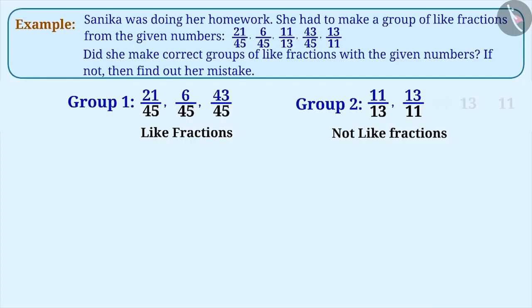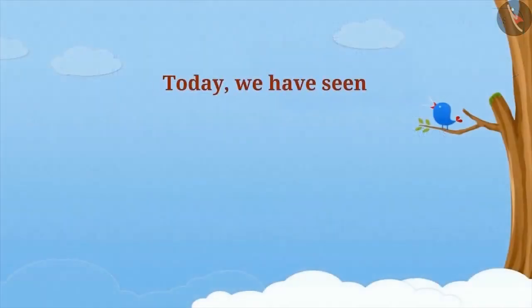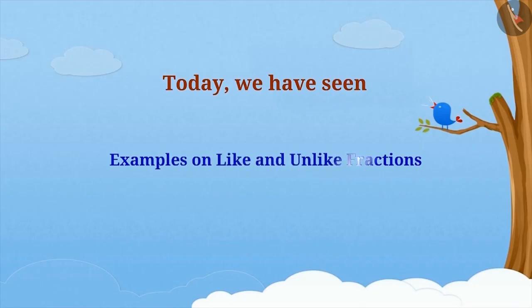If denominators of two or more than two fractions are not equal, they are called unlike fractions. Here, Sanika misunderstood that 11 by 13 and 13 by 11 are like fractions. Today, we have seen examples of like and unlike fractions. In the next video, we will see some misconceptions related to them.